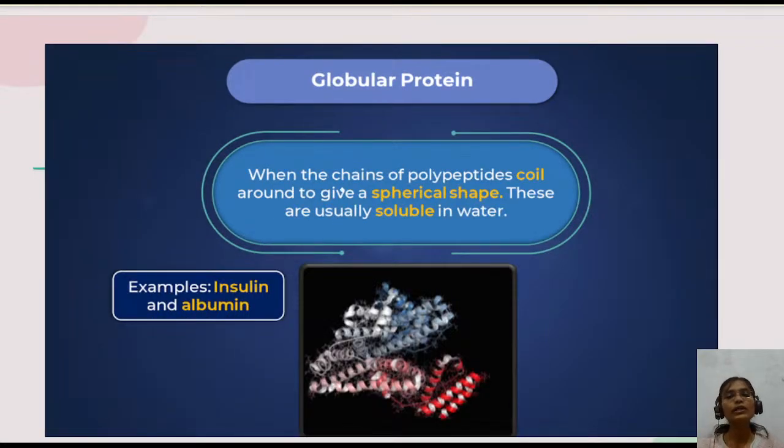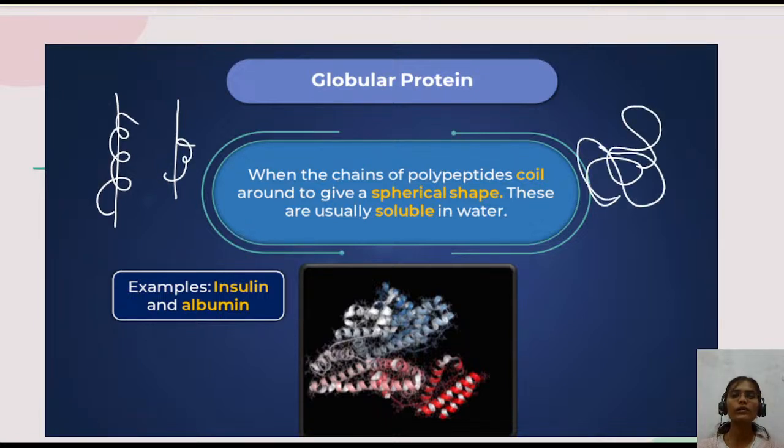Next one is the globular protein. In this case we have chains coiled together in a spiral form. In the previous one the chains were parallel, one chain running beside the second, and now in this case we have a spiral-like structure. Everything is completely packed, and they are soluble in water.